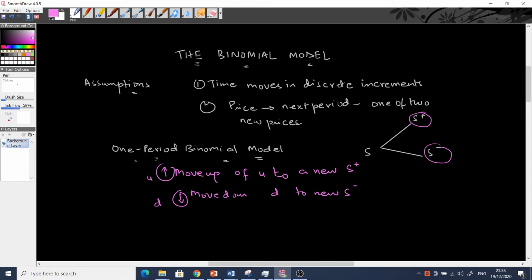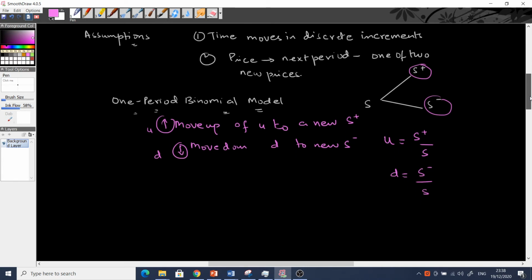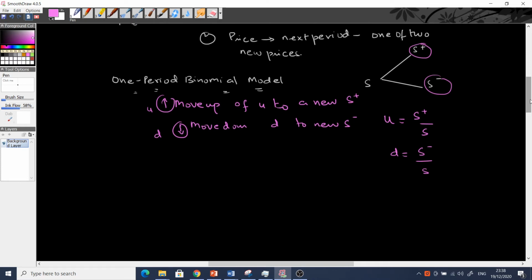Now what is u? U is a factor. U can be found this divided by this, so s plus divided by s, and similarly d can be found by s minus divided by s. It appears pretty straightforward, but trust me, the questions are a bit tricky. Okay, so similarly using this, s plus is equal to s times u, s minus is equal to s times d.